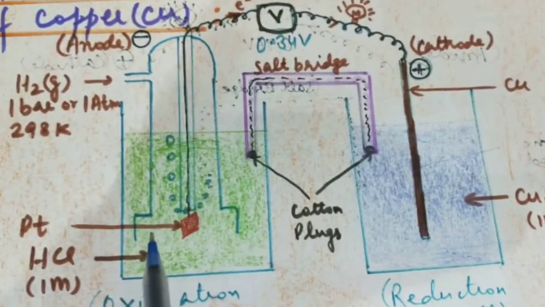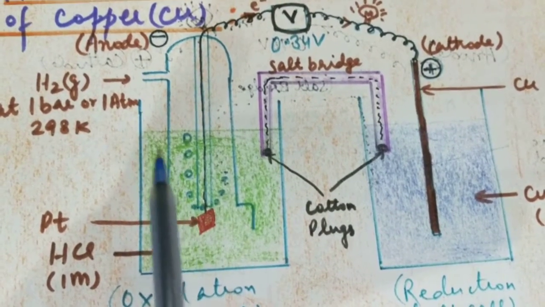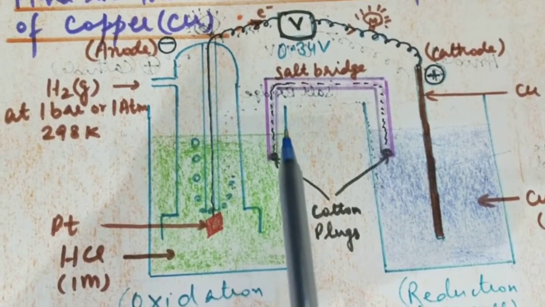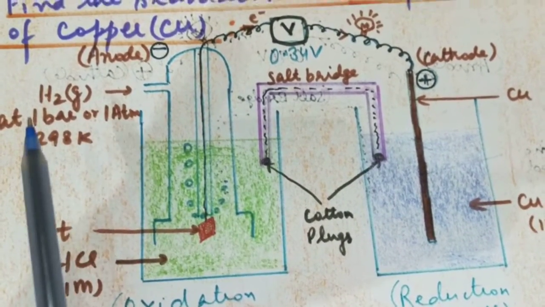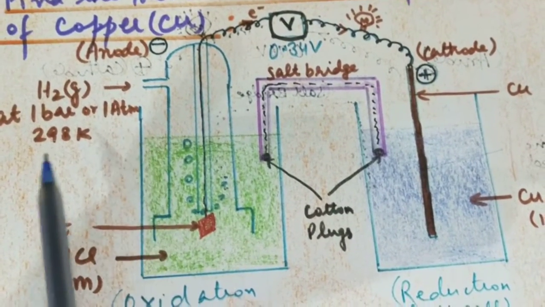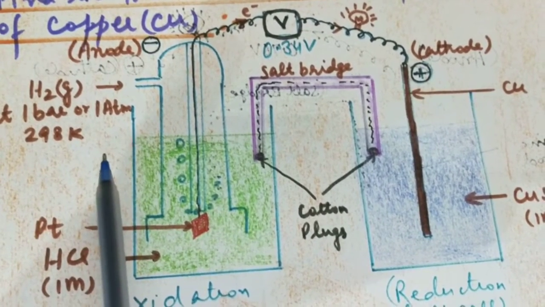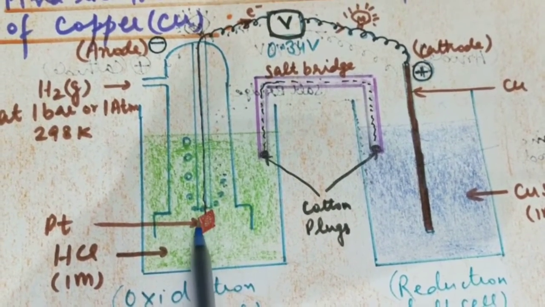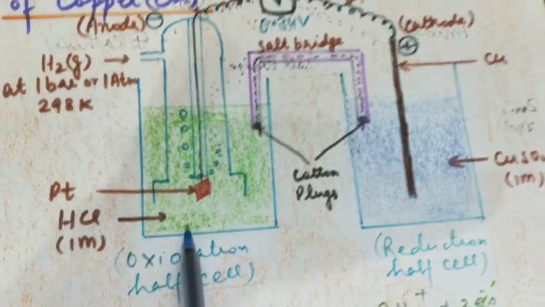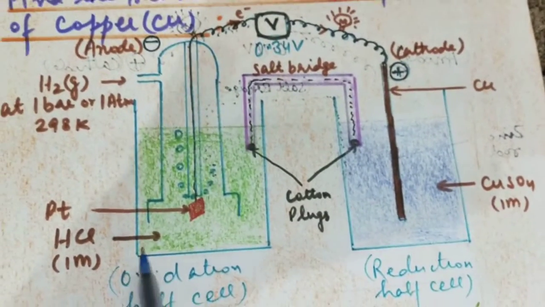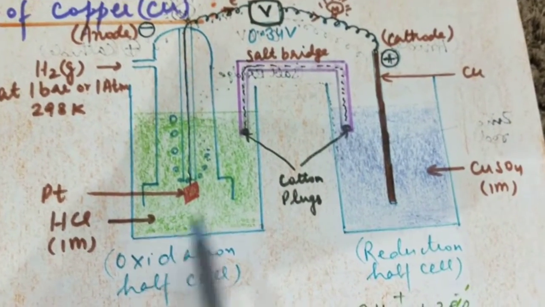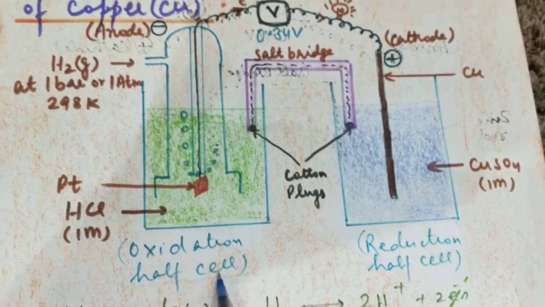Left hand side, there is hydrogen as a reference electrode or standard hydrogen electrode, in which hydrogen gas is passed at 1 bar or 1 atmosphere pressure, 298 Kelvin temperature. Platinum electrode is there, HCl solution at 1 molar concentration. Because oxidation of hydrogen will take place, therefore this left hand side we call it as oxidation half cell.